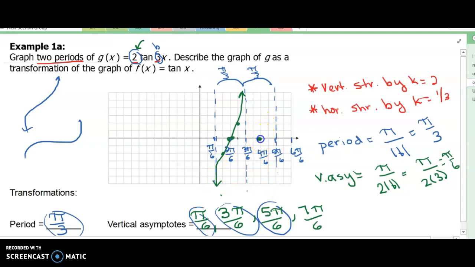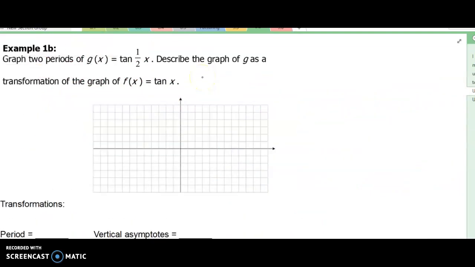If we go halfway from the middle to our asymptote, and then I go up, in this case 2, it'd be right here. And then if I go down, it would be 1, 2 right there. So it would look like this. And I only have to graph 2 periods, so this is all that I need. All right, let's look at example 1b.